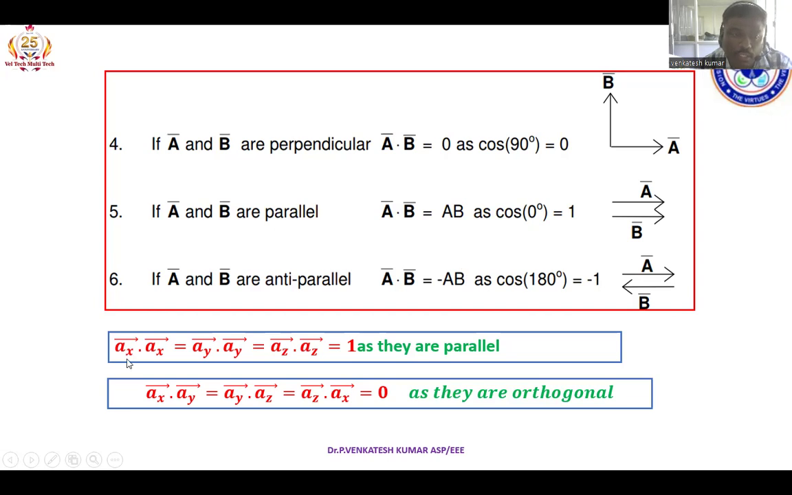If the vectors are moving in the same parallel direction, then unit vector of Ax dot unit vector of Ax, unit vector of Ay dot unit vector of Ay, unit vector of Az dot unit vector of Az, that is one, unity value. If there is any change between X and Y, or with respect to Z, it is 0. This is a common law: Ax dot Ax vector is 1. This is for the scalar product.